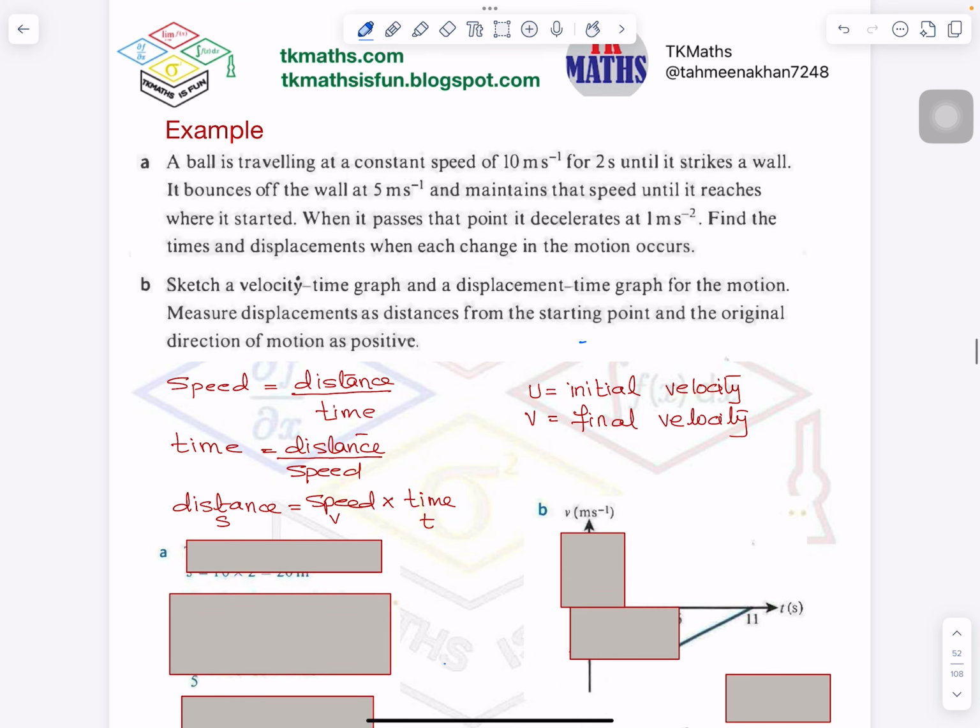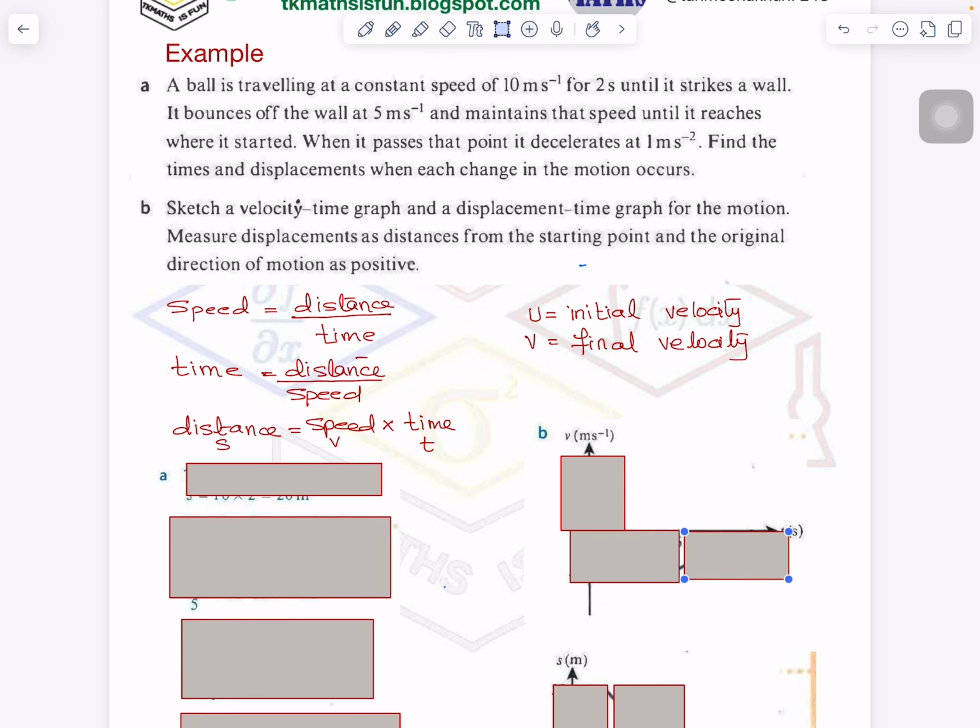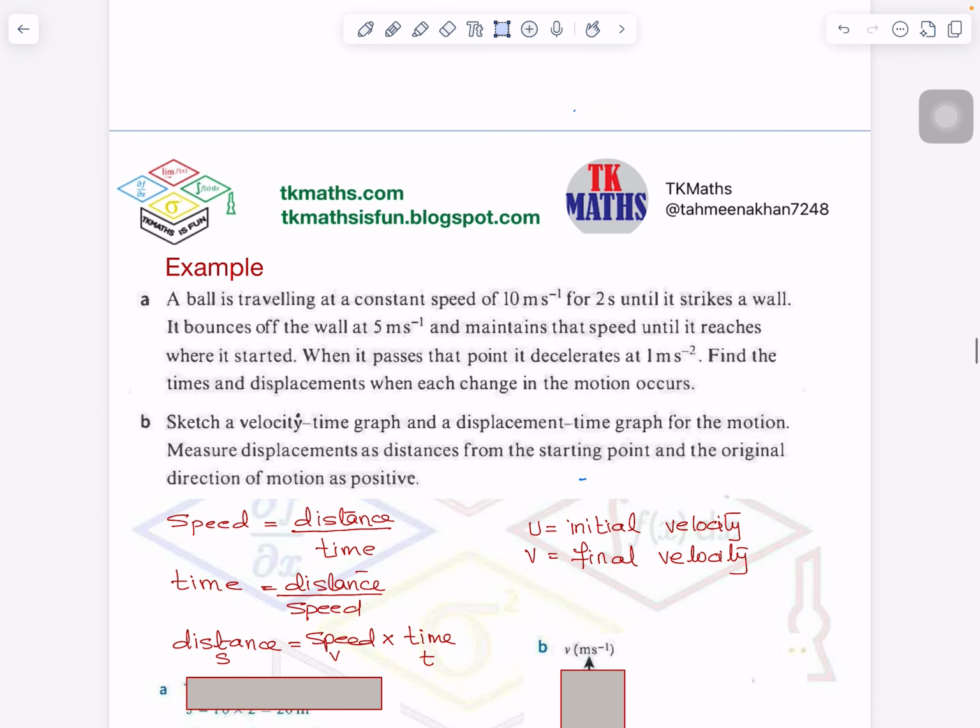So scenario number 1. If you see here, it is talking about a ball traveling at a constant speed of 10 meter per second. So suppose it is from here, 10 meter per second for 2 seconds until it strikes a wall. So now there is a wall. So it strikes and bounces off the wall.